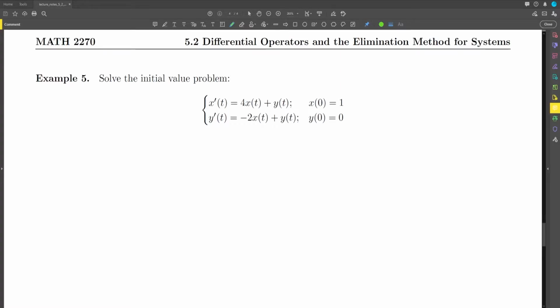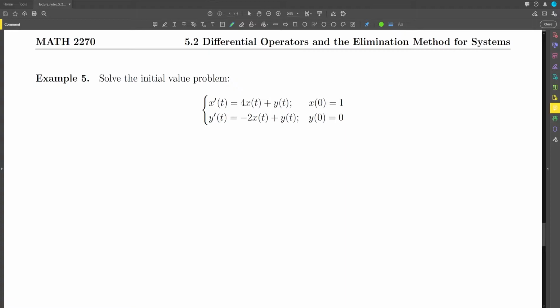In this video, we'll solve the initial value problem given by x prime of t equals 4x of t plus y of t, and y prime of t equals negative 2x of t plus y of t, with initial conditions x at 0 equals 1 and y at 0 equals 0.